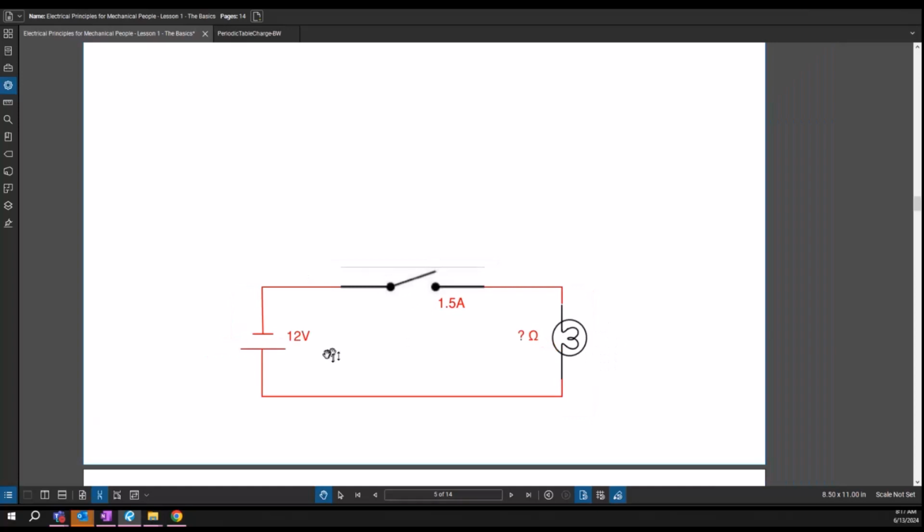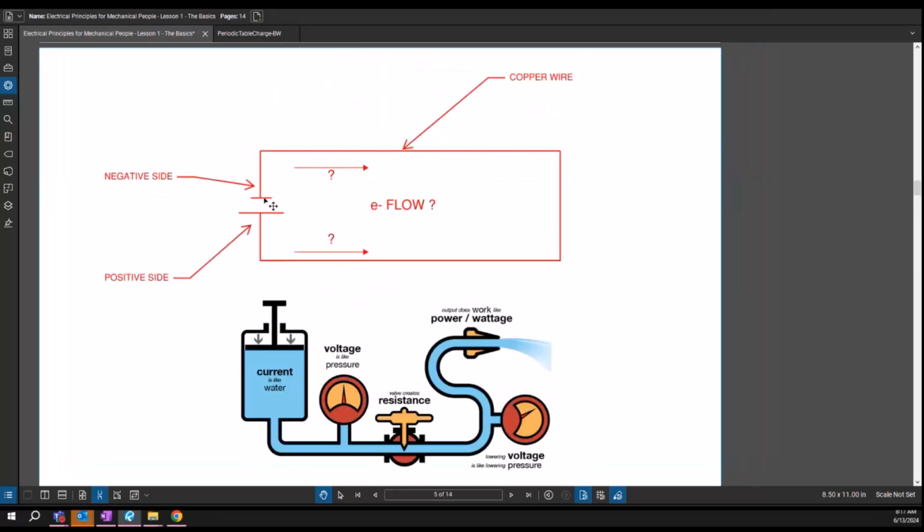So, first math problem. And I added a switch just because if you just connect this light bulb, there's no way to turn it on and off. And if you have no light bulb, the electrons are going to flow very, very quickly. If you have very low resistance, voltage divided by stupid low resistance equals very high current.